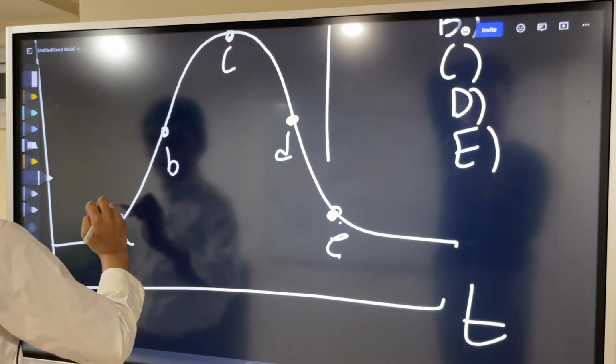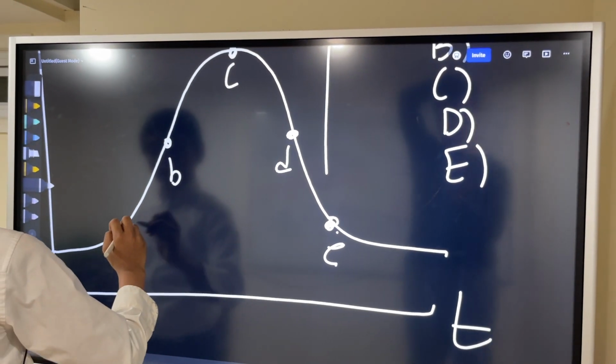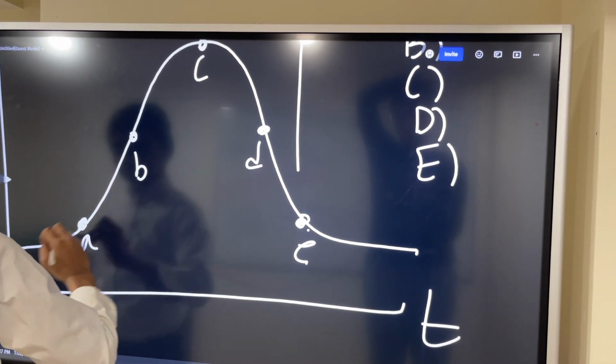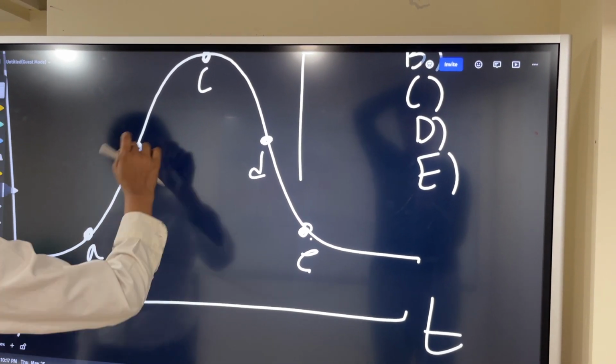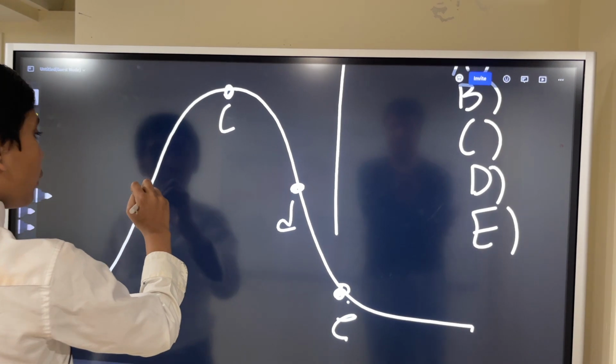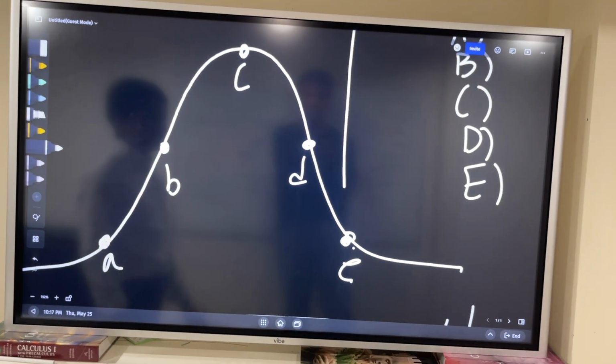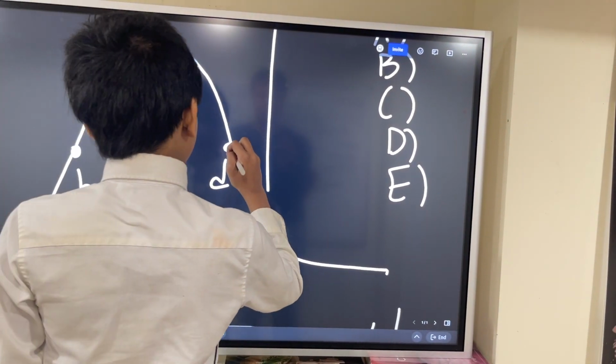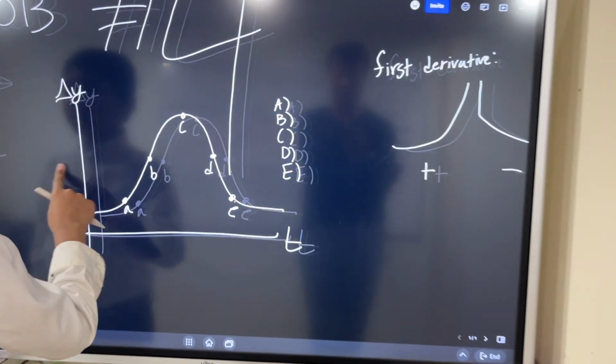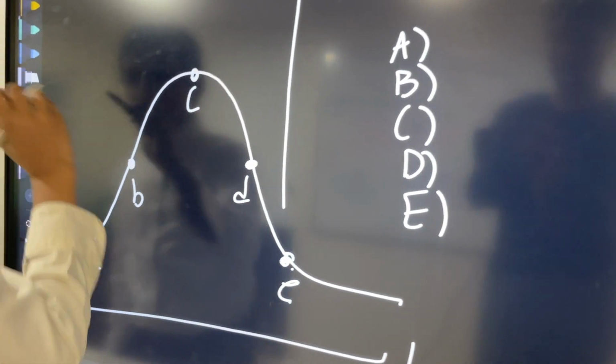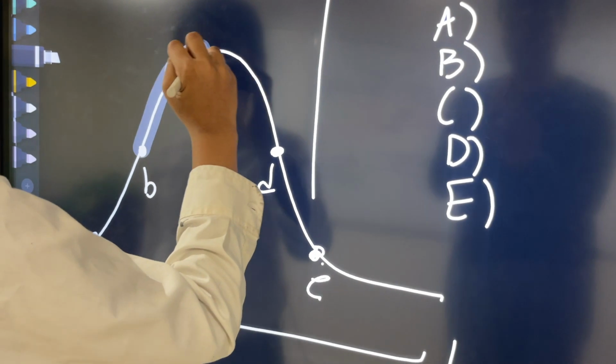So that's the solution to this problem. It can't be from A to E. It can't be from A to B because that part is concave up. So it can only be from B to D. So that means that the correct answer would be from B to D.